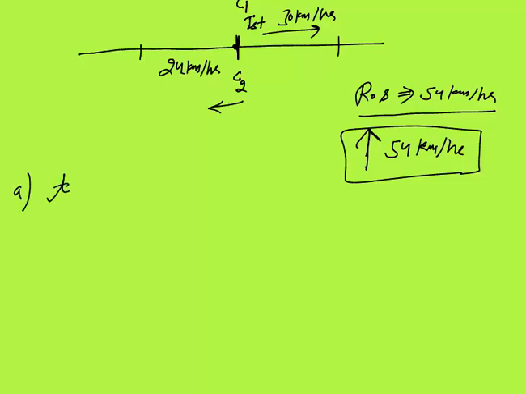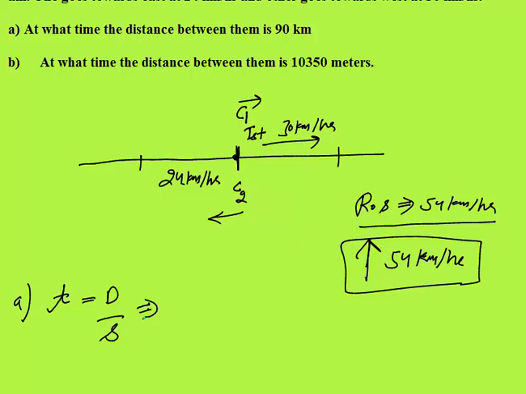First question, A part I am solving. Time is distance upon speed. Now how much distance do we take? In relative speed we always take the gap. How much distance do we need? We need to increase the gap between them to 90 km.